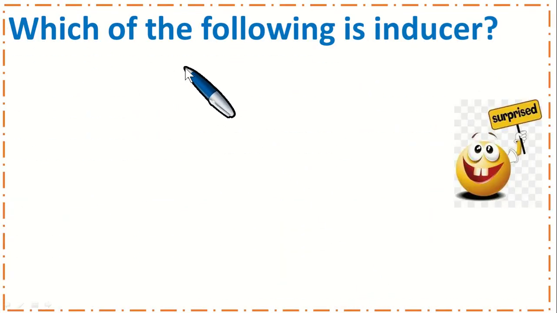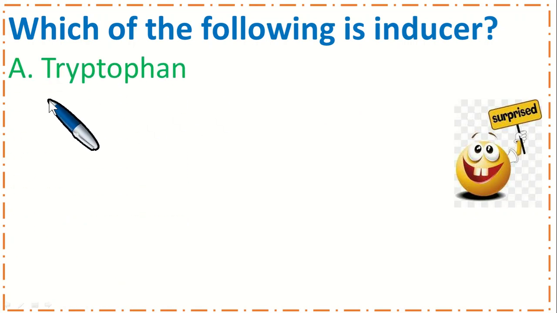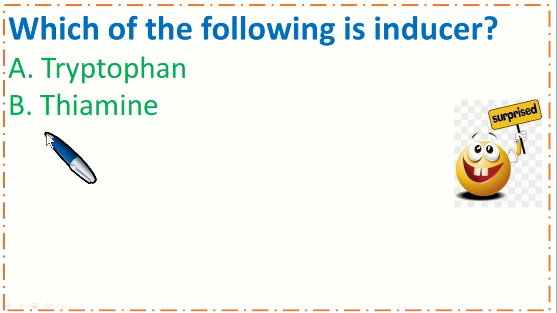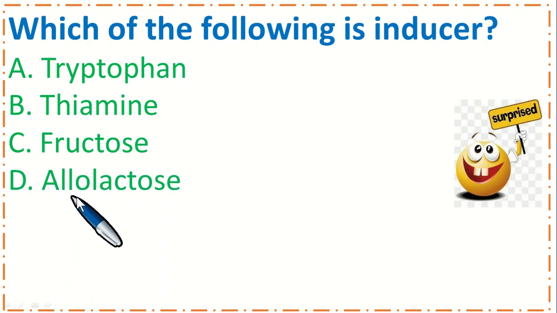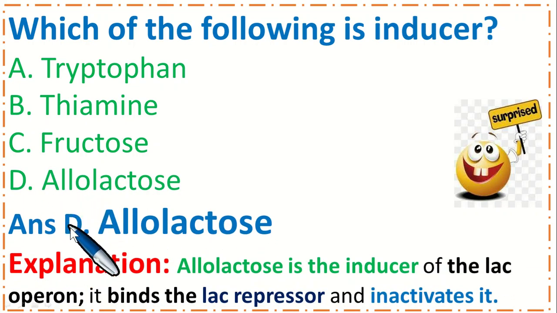So which of the following is an inducer? Option A tryptophan, B thymine, C fructose, and option D allolactose. So the correct option is D allolactose. Allolactose is the inducer of the lac operon. It binds the lac repressor and inactivates it.